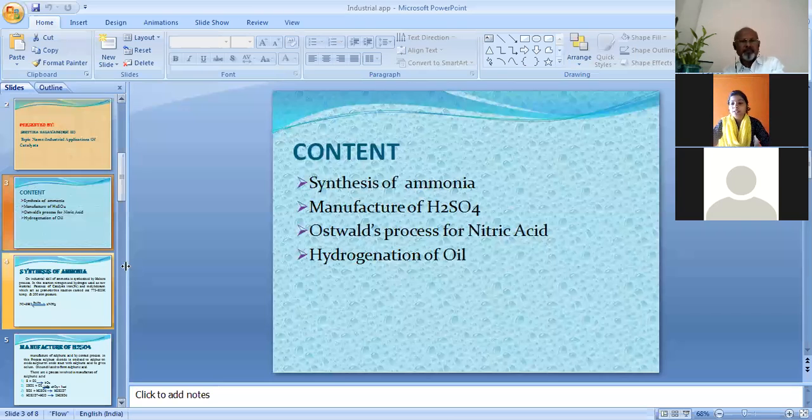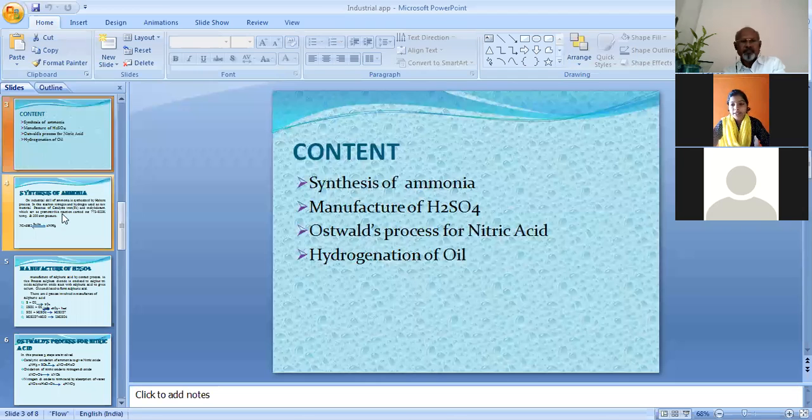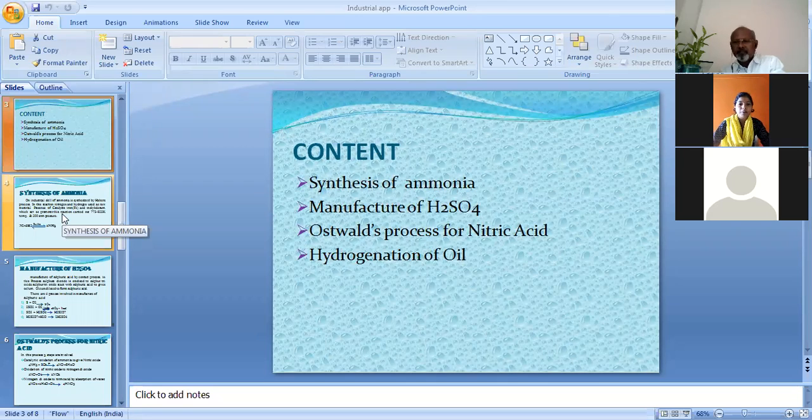In this point, we study four different uses of catalysis in industrial processes. First is synthesis of ammonia. Second, manufacture of H2SO4. Third, the Ostwald process for nitric acid. And fourth, hydrogenation of oil. Sir, next.